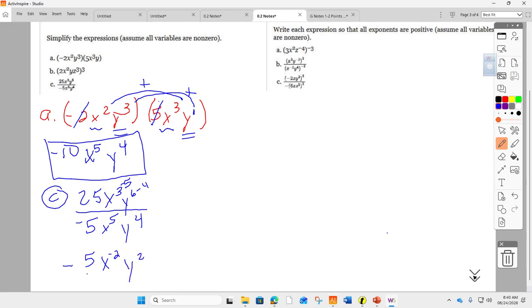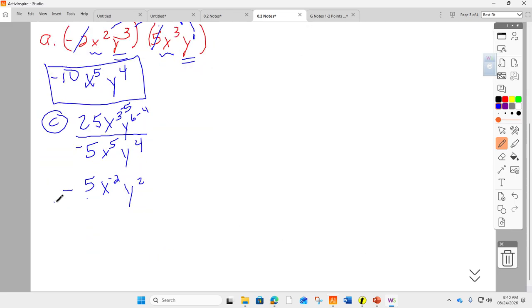All right, and now we do not leave negative exponents in a simplified expression. So now we are going to convert this to a fraction because we need to move that. Remember, that is like being over 1, right? So we're going to move that to the denominator. And we have negative 5y squared is what that expression simplifies to.